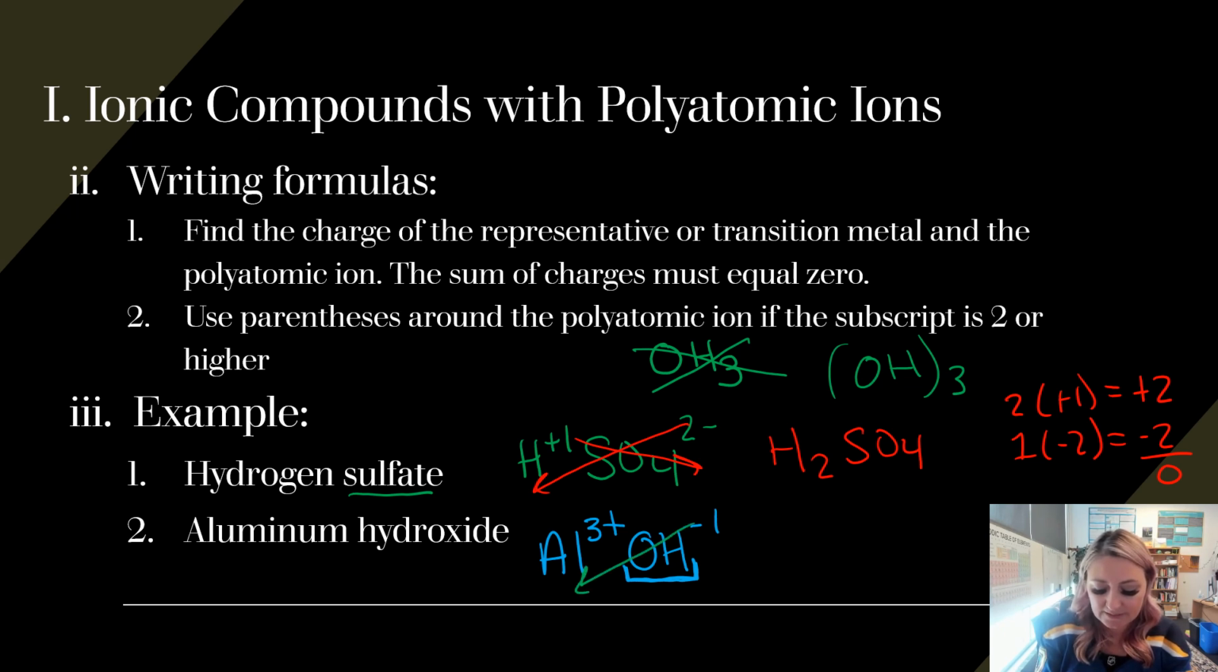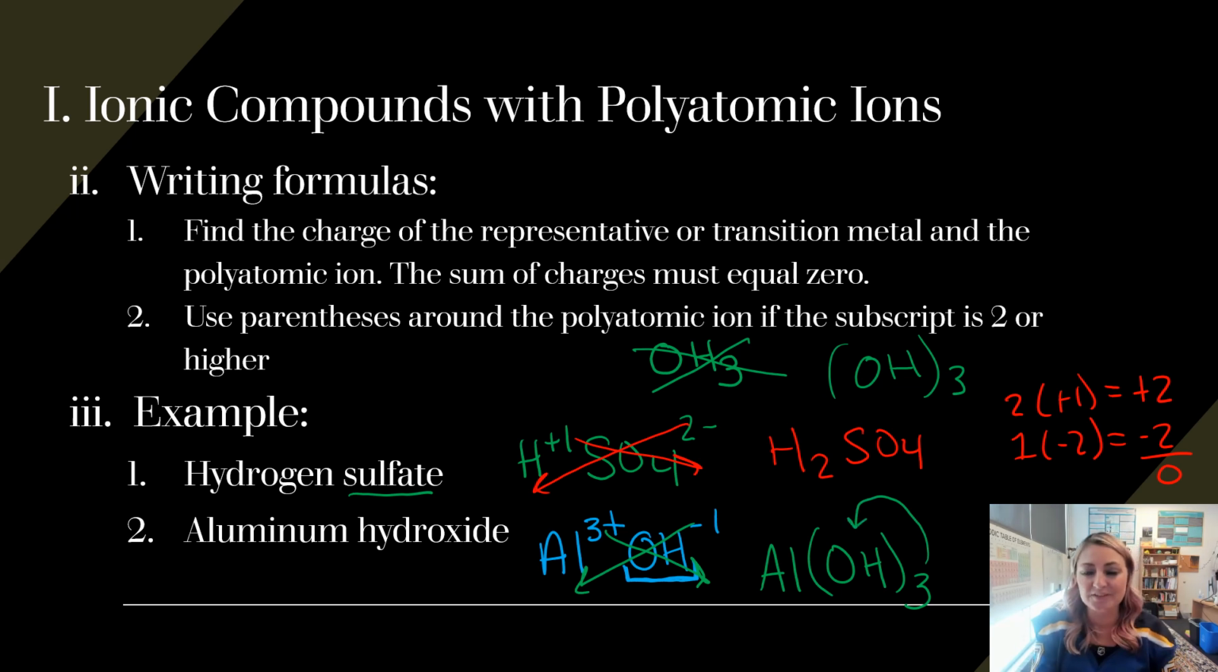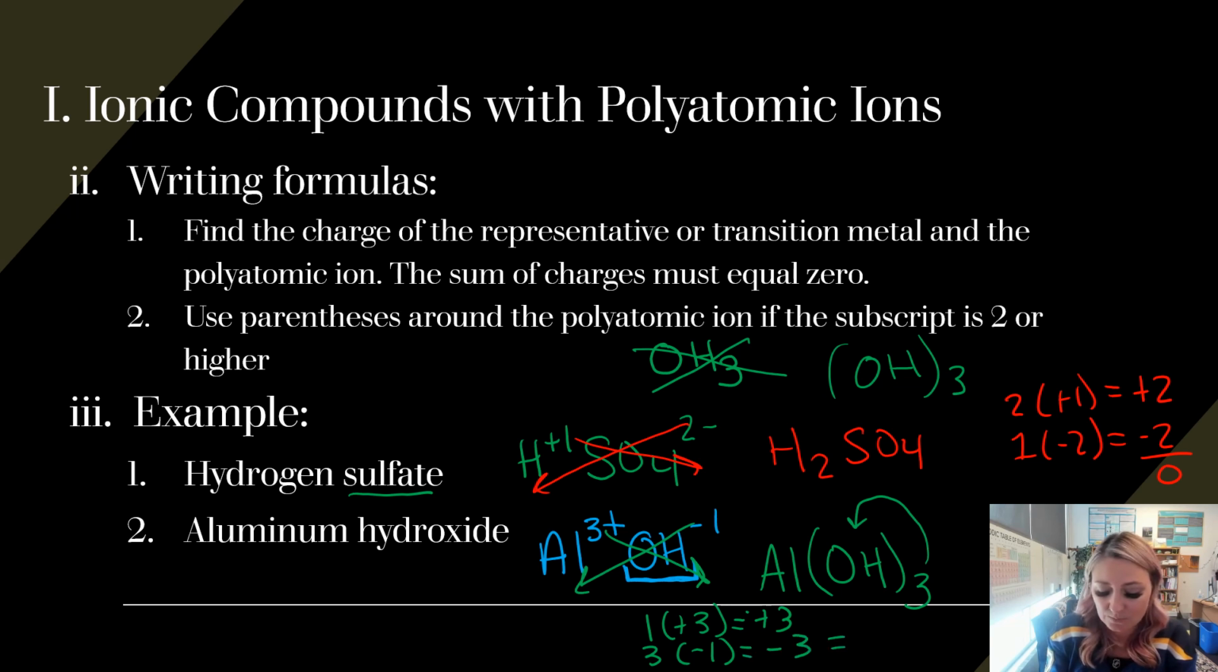Now that I've written this, the next step is to drop and swap. So I have Al1, I'm not going to write that, and I have 3 hydroxides, so I need parentheses, and I'm going to drop that 3 outside the parentheses because that says I have 3 of whatever's inside the parentheses. I have 3 OHs, OH, OH, OH. Double checking our math. You have 1 aluminum with a +3 charge. That is +3. And you have 3 hydroxides with a -1 charge each. That's -3. So this will sum to 0. Yes, we've done it correctly.